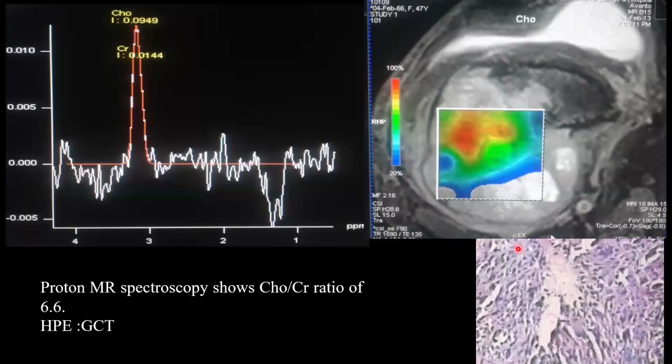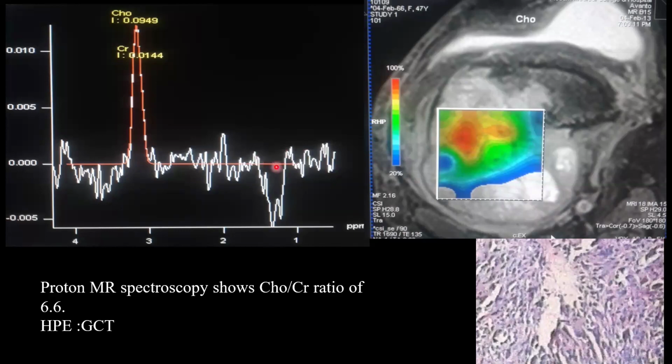Here, another important parameter is spectroscopy, where we are able to map the metabolites. So this is a metabolite map. The red area shows more malignant tissue, the harder nature of the tumor. And when you see the curve, the red is the hard, then it becomes softer in the blue area. So while doing a biopsy or FNAC, you can put the needle in this red area.